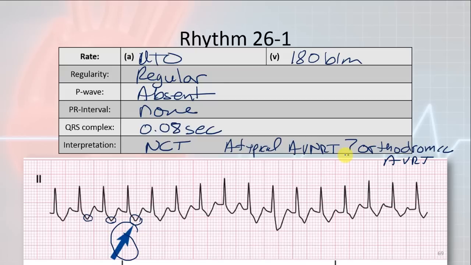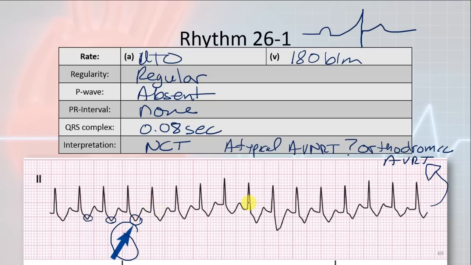So let's just say for fun, we give the person adenosine because vagal maneuvers were unsuccessful. The converted rhythm, we see a P wave with a delta wave and then going into a T wave just like that. If that was the converted rhythm, then we would say that this tachycardia is actually orthodromic AVRT.